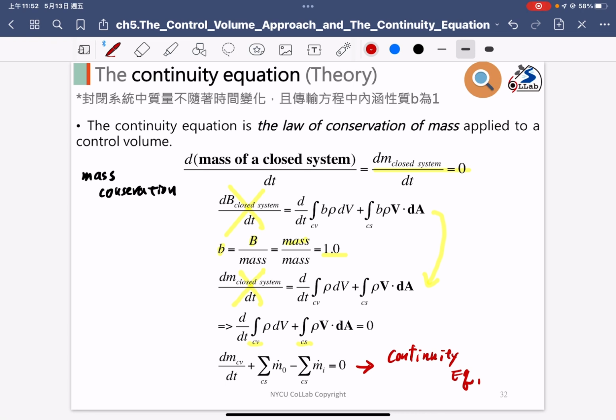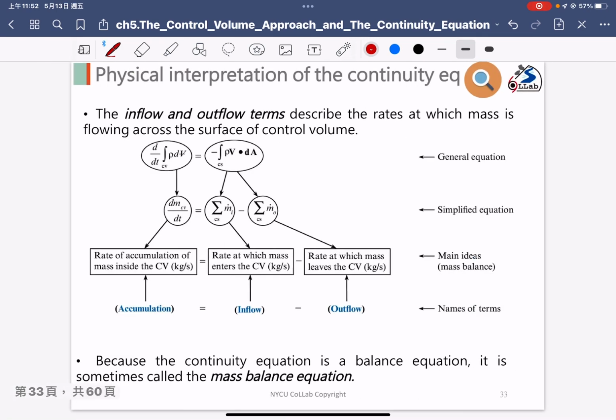Okay, so the only assumption is that mass is conserved. So we remove the item for the closed system, the physical property changes in the closed system. So we don't have this item.